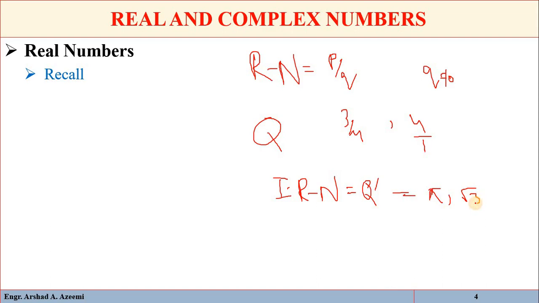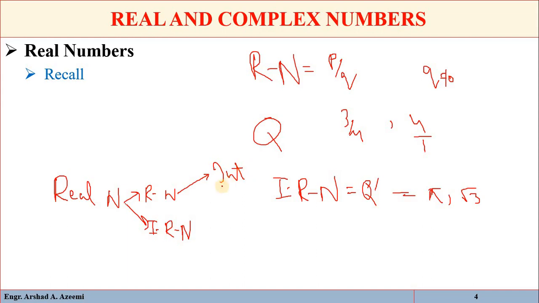So the relationship between the various sets of numbers is this: all numbers are called the real numbers. Then in the real numbers we have two categories. One is called the rational number and the second one is called the irrational number. Then we have two categories of the rational number. One is called integer, and the second class of the rational number is called fraction.